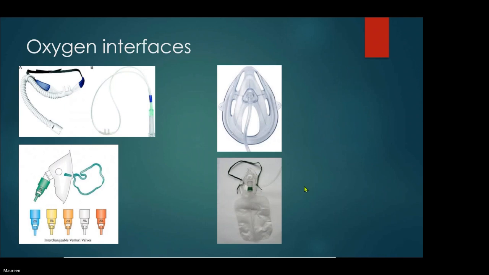And then finally, you've got the non-rebreather mask. So that's a low flow device, but it can give high flows of oxygen. It can give up to 100% of oxygen, and you can give between 10 to 15 litres of oxygen through that. It has a one-way valve on it between the mask and the reservoir bag, which prevents the patient re-inspiring expired air or carbon dioxide.